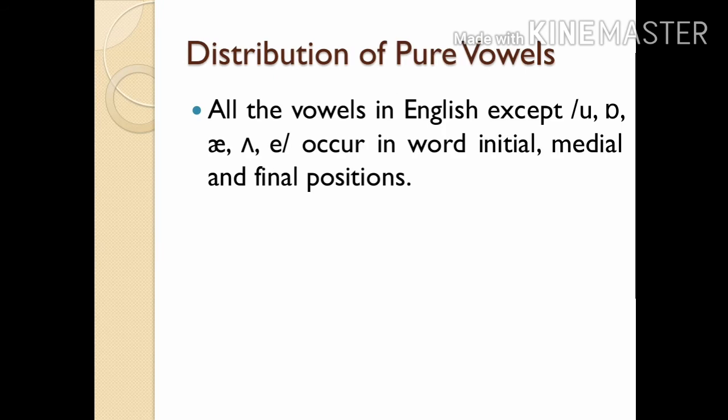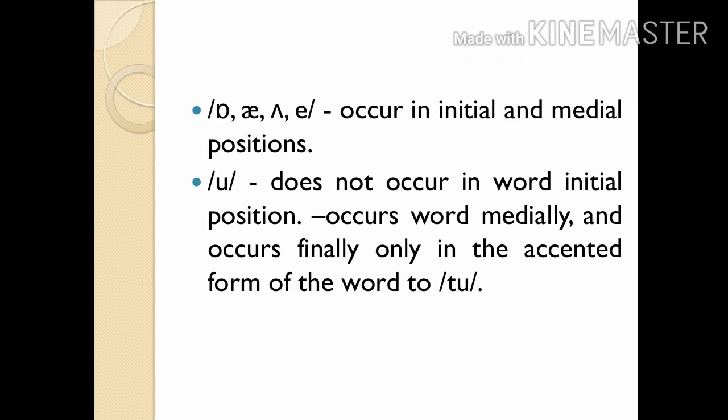Distribution of pure vowels in English RP. All the vowels in English except U, O, A and A occur in word initial, medial and final positions. O, A and A occur in initial and medial positions. The phoneme U does not occur in word initial position. It occurs freely in the middle of words. It occurs finally only in the accented form of the word to.